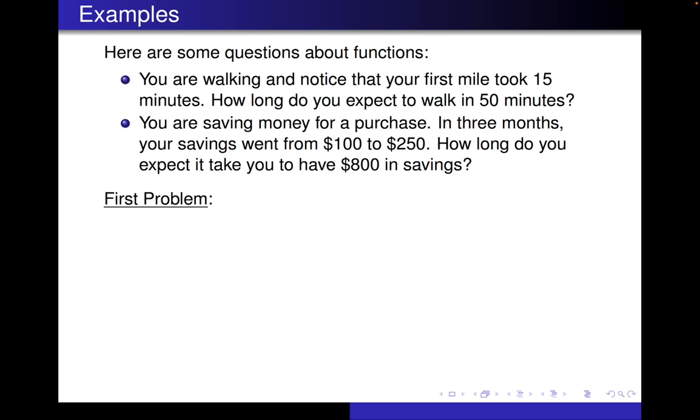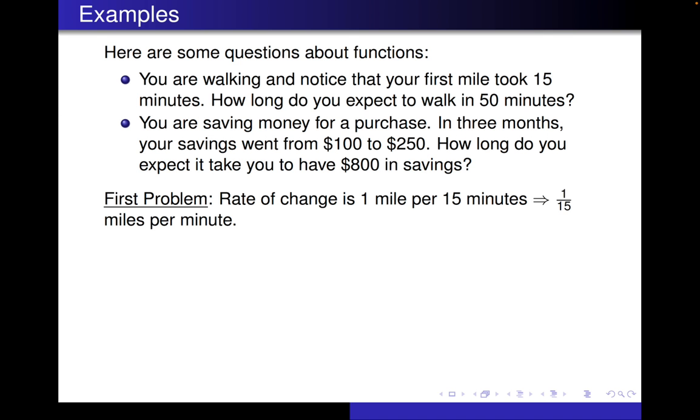So let's take a look at that first problem. Notice that our rate of change is 1 mile covered in walking per 15 minutes of walking. And so if we want to compute how many miles per minute that is for the rate of change, we get 1/15 miles per minute. So if we want to know what's happening in 50 minutes, we take 1/15 of a mile per minute, multiply that by the number of minutes, in that case 50, and then we multiply that out to get 3 1/3 miles.